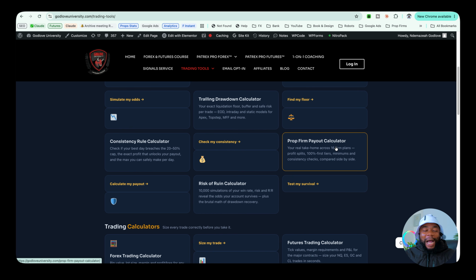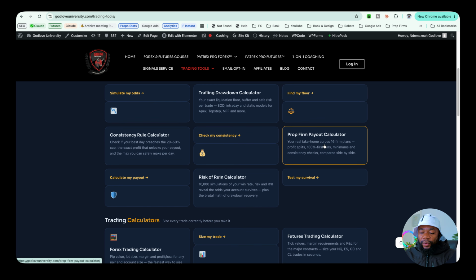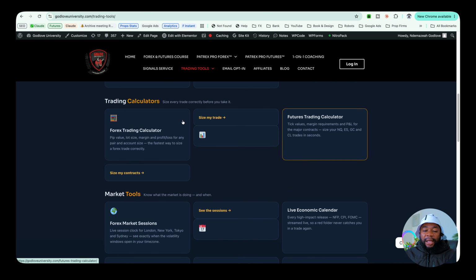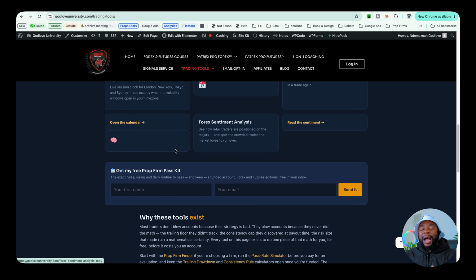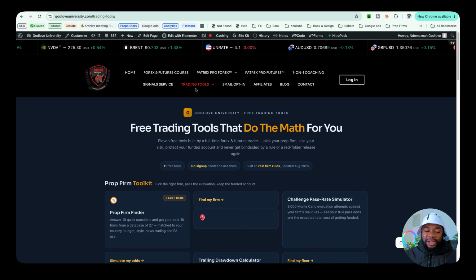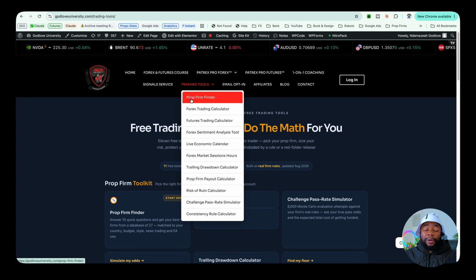There's prop firm payout. You want to see how realistic it is to get a payout from prop firm trading. The tool is right there. Just click there, you go there. Then coming down, you have the Forex trading calculator, futures trading calculators, Forex market session hours, live economic calendar, and much more. So let's start with the first one on the list, which is the prop firm finder.